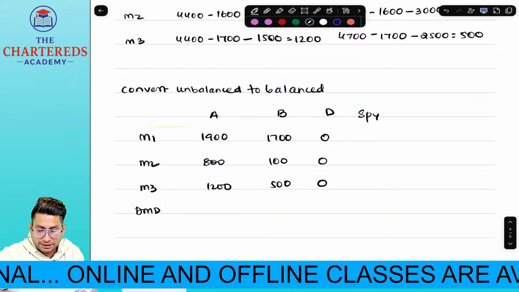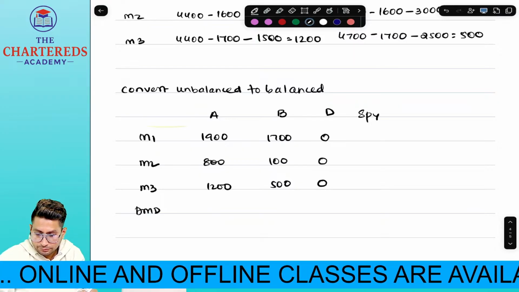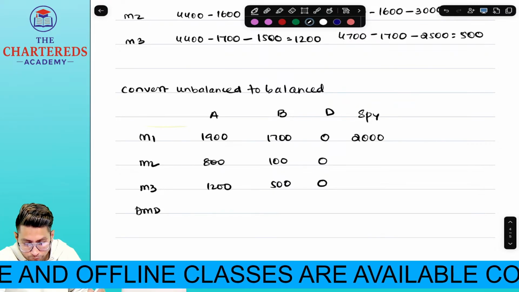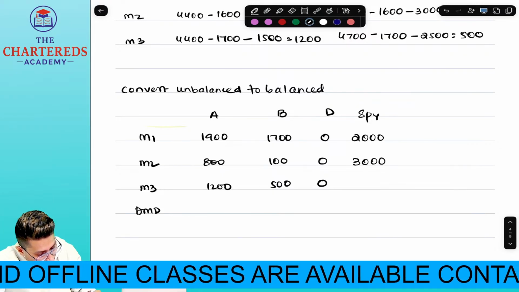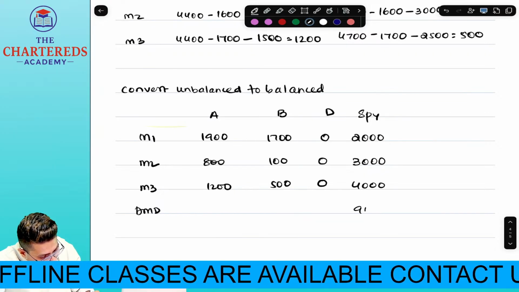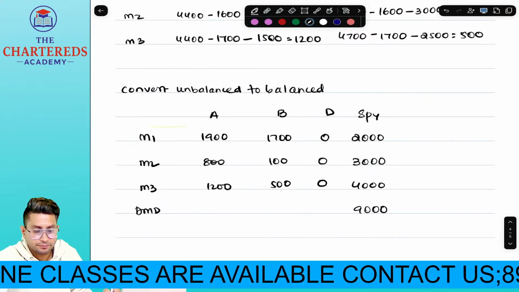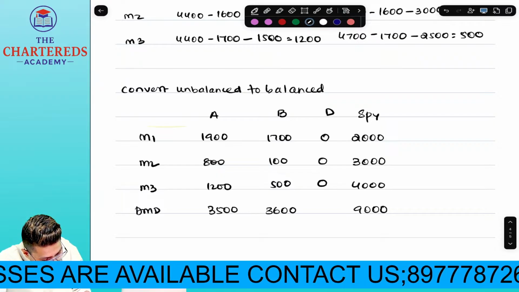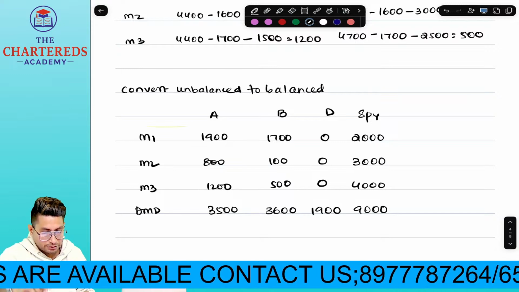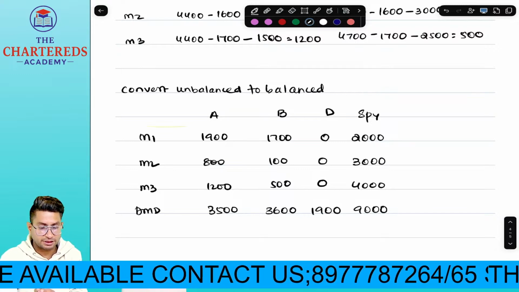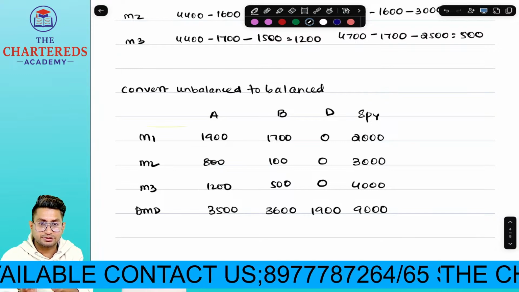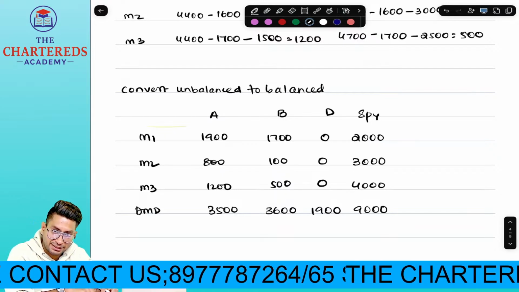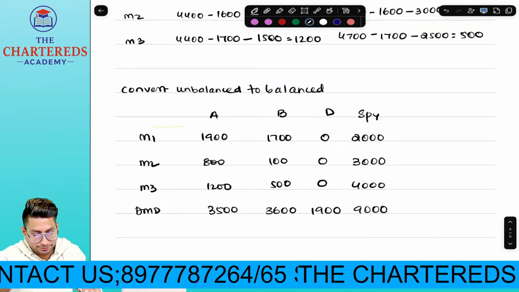Can you tell me supply M1, M2, M3? 2000, 3000, 4000. Total will be 9000. Next 3500, and difference will be 1900. So first, whenever both problems are given, first convert unbalanced to balanced. After that, we convert balanced maximization into balanced minimization.